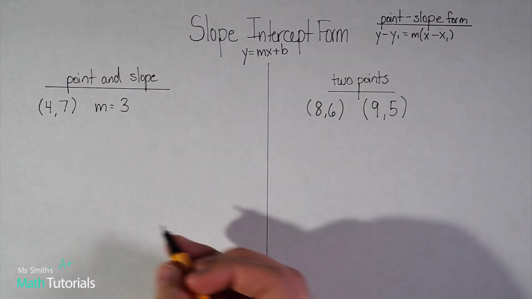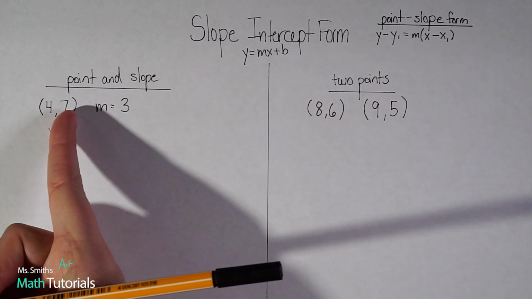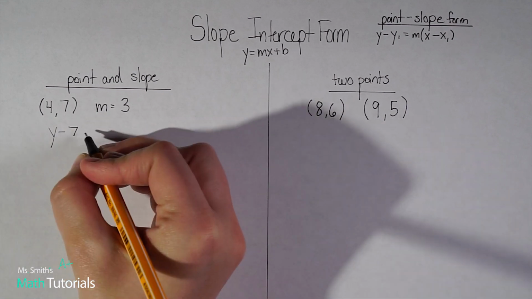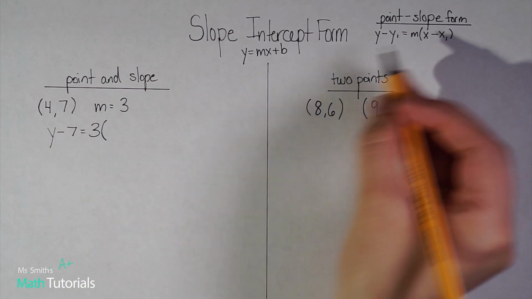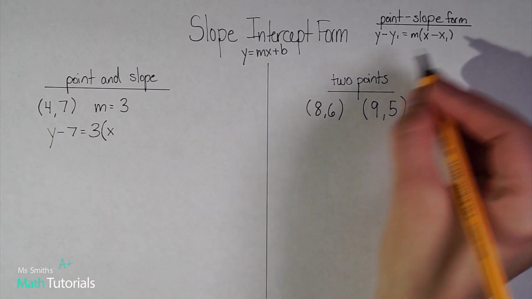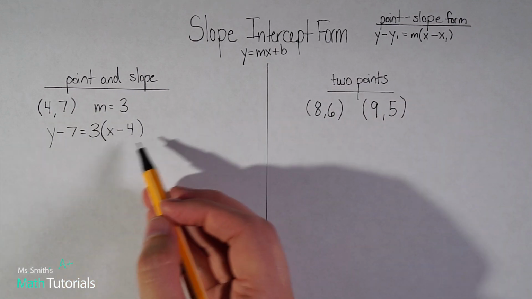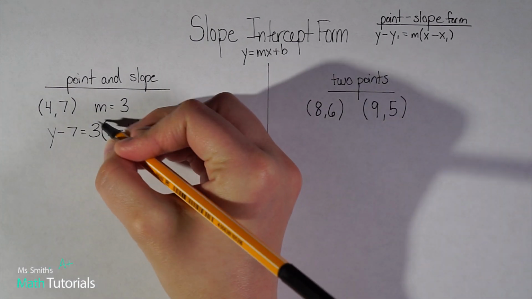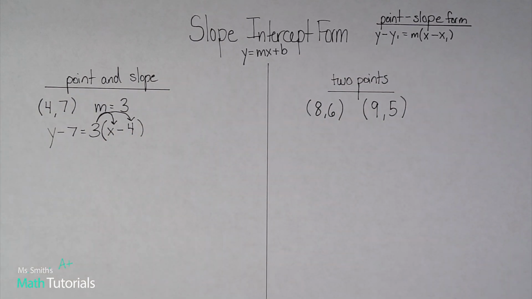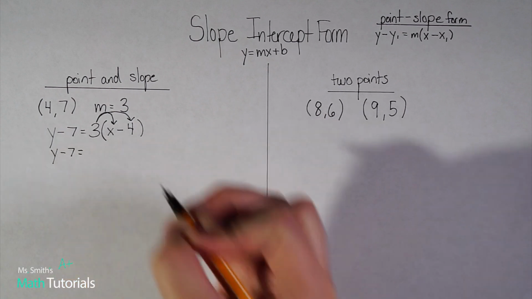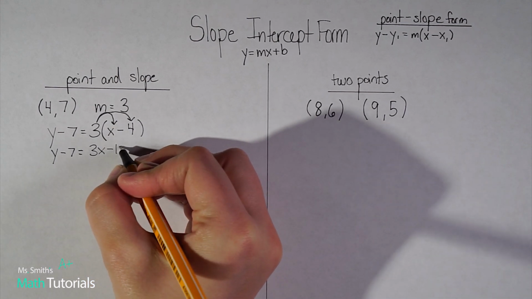So let's see this formula in action. So it's y minus y1. Well, I only have one y and that's my 7. So y minus 7 equals m, so that's going to be my 3, times x minus x1. So that'll be my 4. Okay? Now, looking at this, remember we taught you guys that anytime you have something in front of parentheses, we need to distribute it. We need to get rid of those parentheses as soon as possible. All right, so I'm going to bring down my y minus 7 equals 3 times x is 3x. 3 times negative 4 is negative 12.